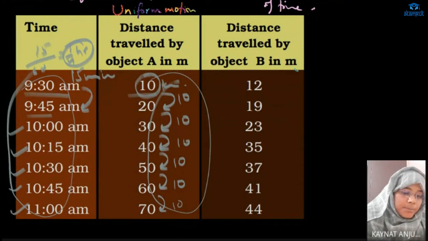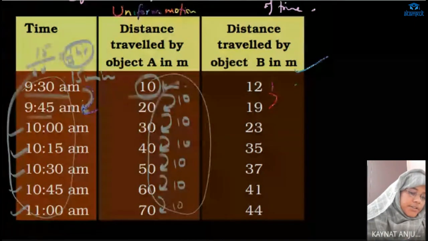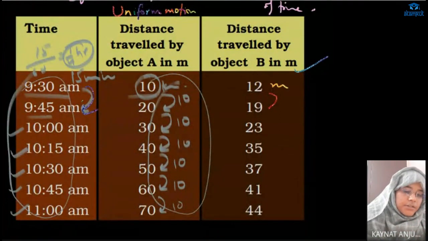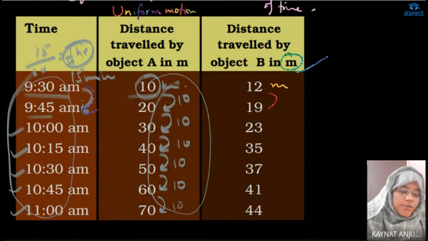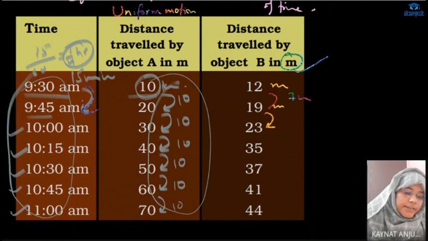Now see the example of non-uniform motion. Distance traveled by B in meters. At 9:30 a.m. it has covered 12 meters; sorry, it's in meters, as given in the example. Here the time intervals are equal, 15 minutes. So 12 meters, and then 19 meters means the difference is 7 meters. Here the difference will be 23 minus 19, which is 4 meters. See, the distance has decreased.